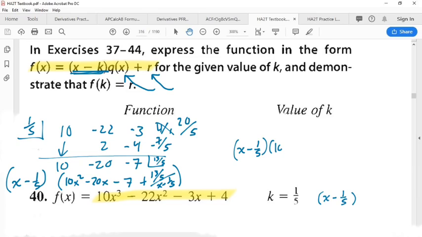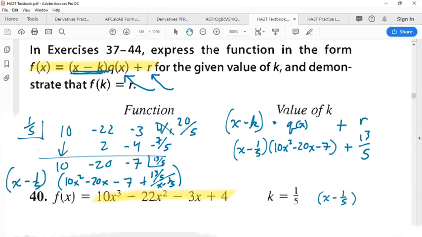so we can see what our k is. And then I want to have the 10x squared minus 20x minus 7. That's our q of x. And then you have plus, because then we multiply this times our remainder. We have plus 13/5. So this is your r. And what's multiplying to our q? Our x minus k. Really, the main concept here is synthetic division. If you can do synthetic division, that's great.